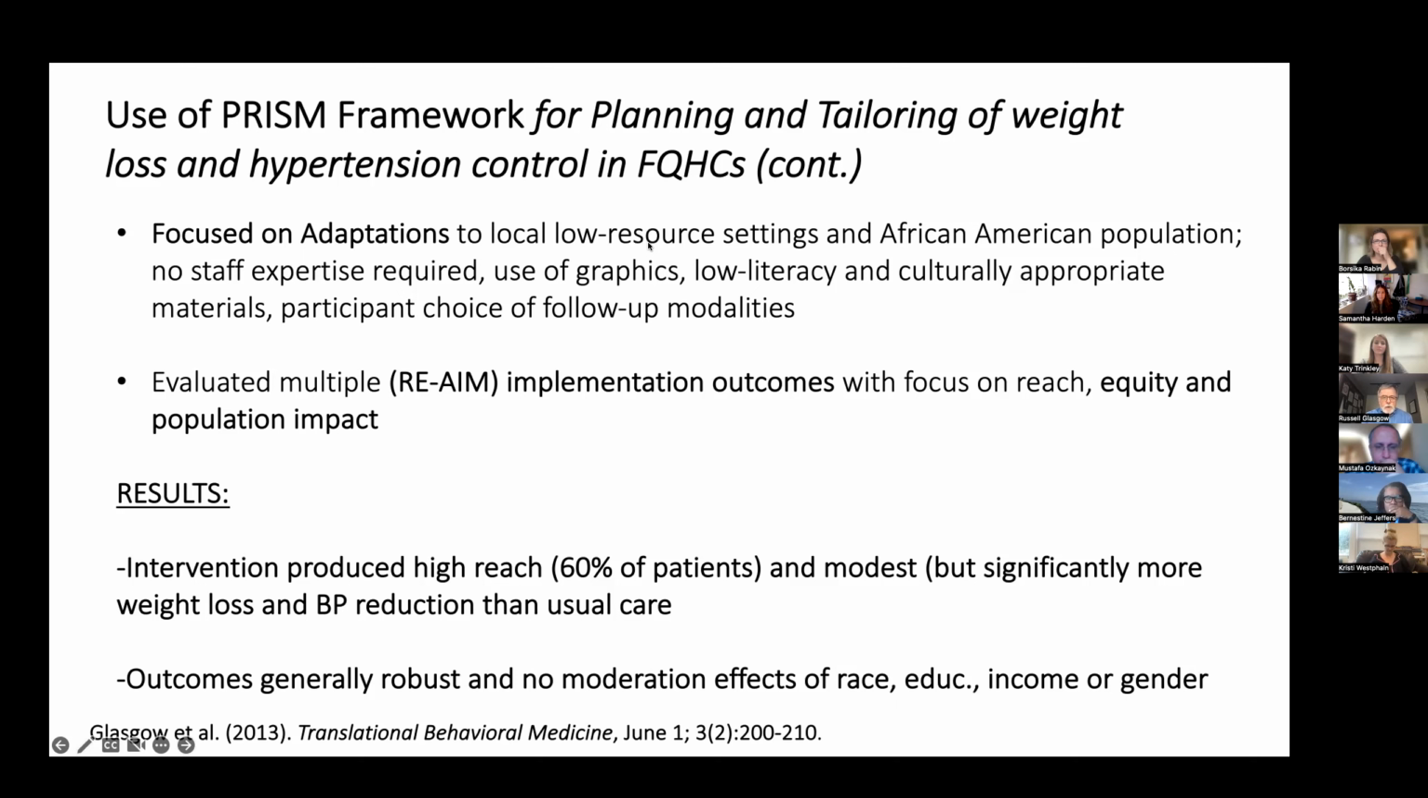Our outcomes, again, we focused across multiple dimensions, but at each one focusing on equity. Very briefly, so I can get to the take home, we had reasonably positive results, like everything, good news and bad news, but we thought pretty high reach of all patients that came in. We did have significant but modest effects on both weight loss and blood pressure. One encouraging thing was that the individual level maintenance or sustainability held out to 2 years. And then also maybe most encouraging is that there were no moderator effects. The intervention seemed to be robust across at least a limited number of factors that we had: race, education, income, and gender. Next slide.